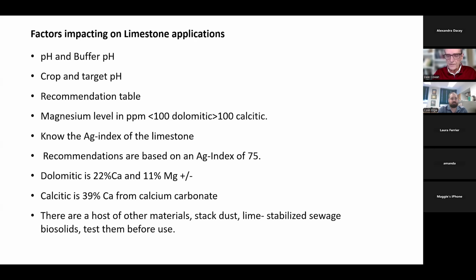So there are lots of things to consider. Working with a trusted advisor at your retail location or a consultant is going to help you step through getting the right lime at the right rate, and it generally needs to be incorporated throughout the whole root zone. I know that's not always popular when you have reduced till or no-till, but putting lime on top is not changing the bulk pH of the soil.